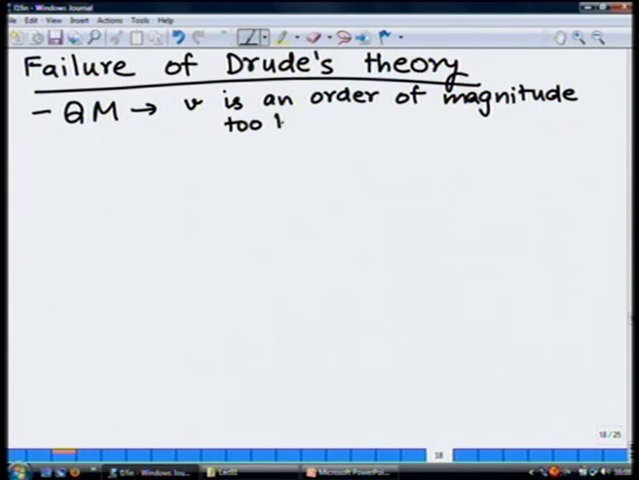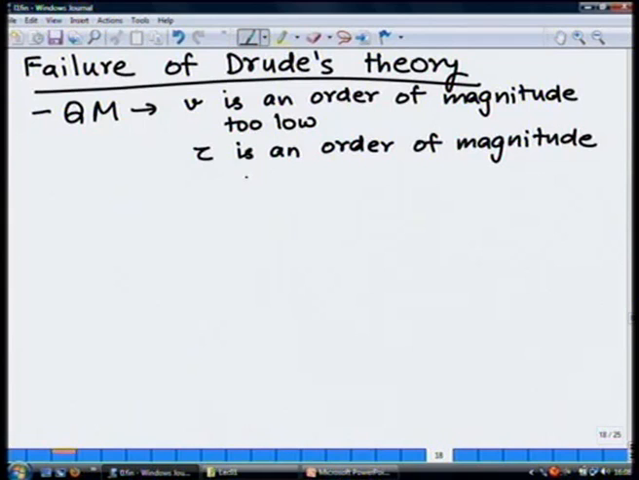in what we have taken in the classical theory, whereas tau is in fact an order of magnitude higher in what we have so far taken from reality. The two errors cancelled out and L turned out to be pretty decent. That is where, while it appears that the Drude theory is good, there is a problem.